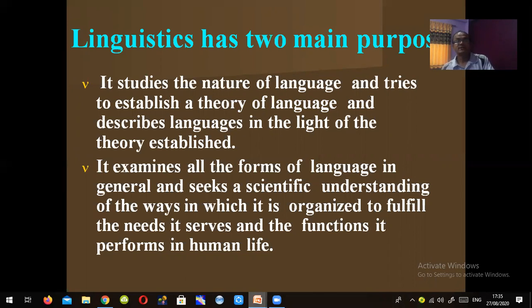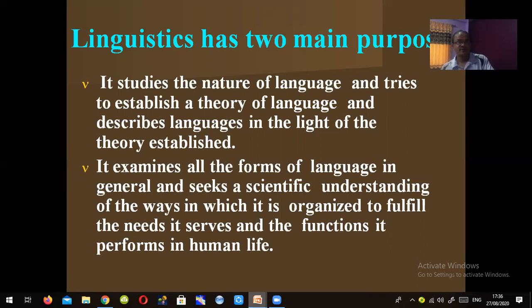Commonly, linguistics has two main purposes. One is that it studies the nature of language and tries to establish a theory of language and describe language in the light of the theory established. This is the theoretical purpose of linguistics. What do we do here? We study the nature of language, establish theory, and describe language in relation to theory.